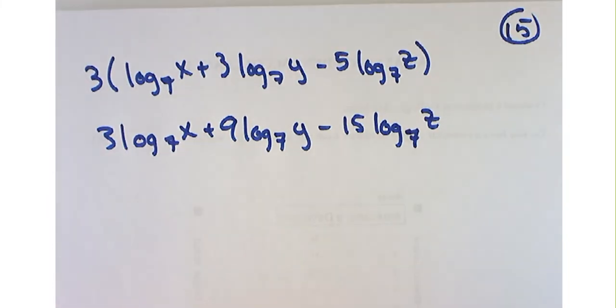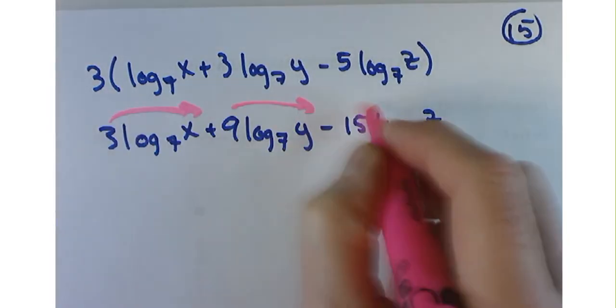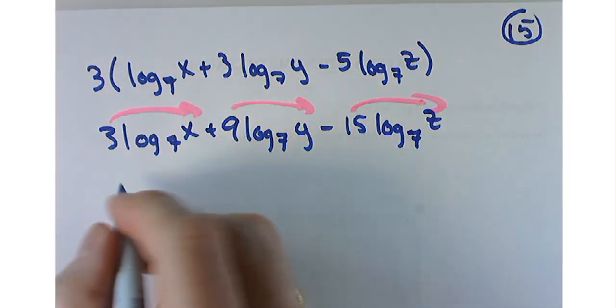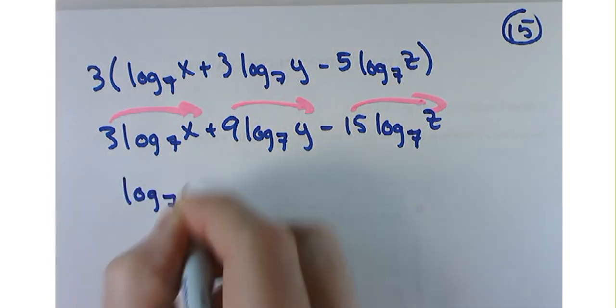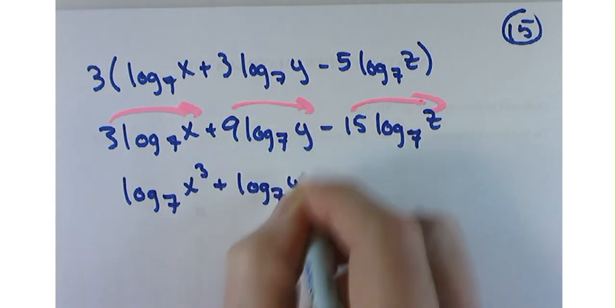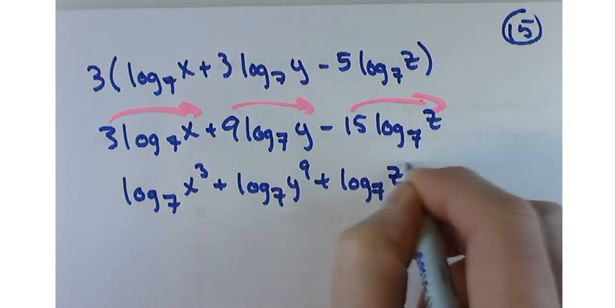And if you want to pause the video for a second, give yourself a chance to try the rest of this, that's great. If not, then maybe somebody here can tell me, what step am I going to do next? Here I want to get rid of the coefficients. I want 1 in front of all of these to do things the way I like. So it's going to be log base 7 of x cubed plus log base 7 of y to the 9th plus log base 7 of z to the negative 15th.